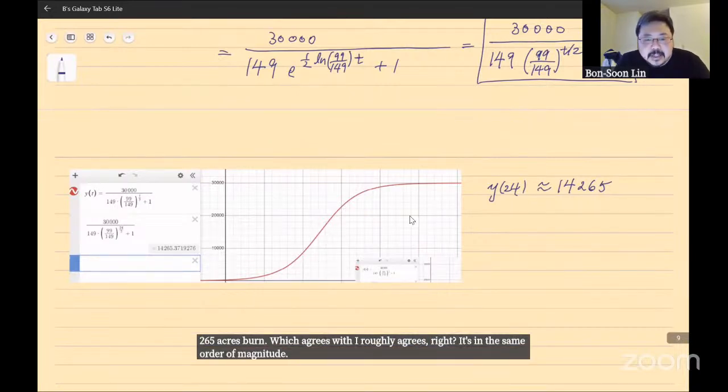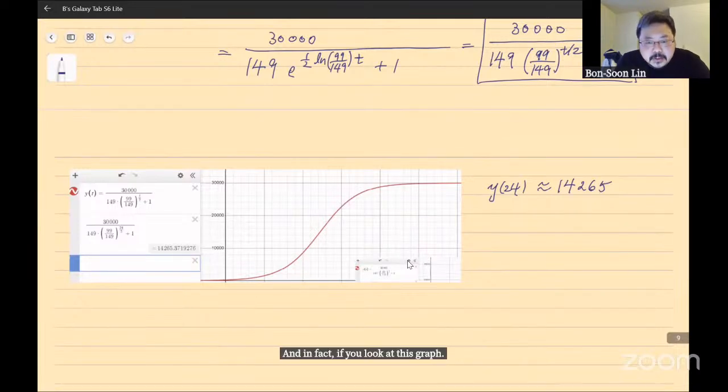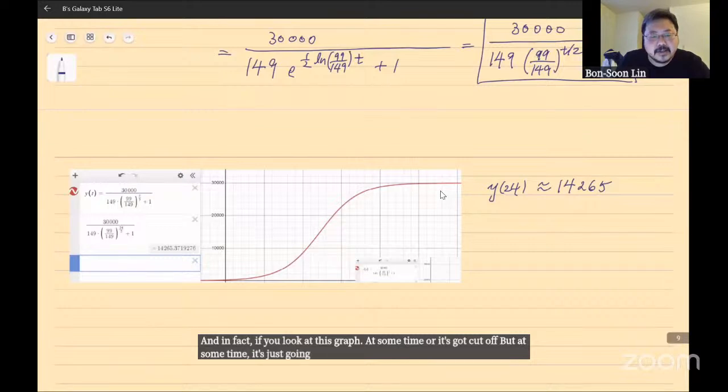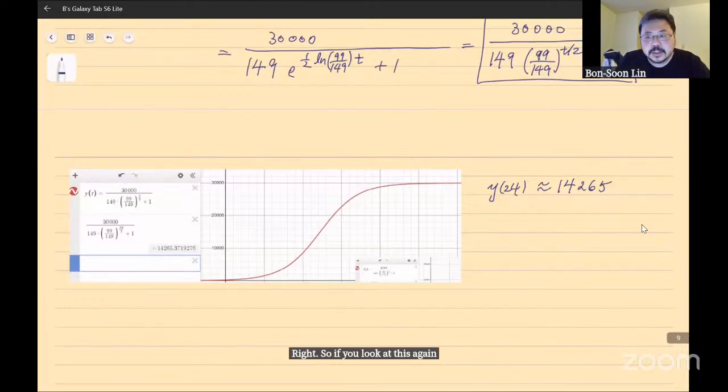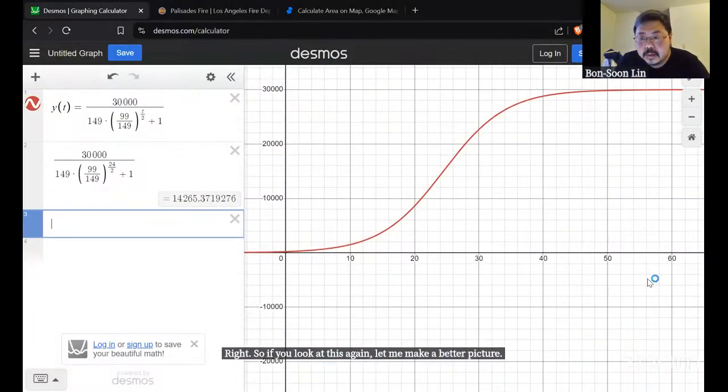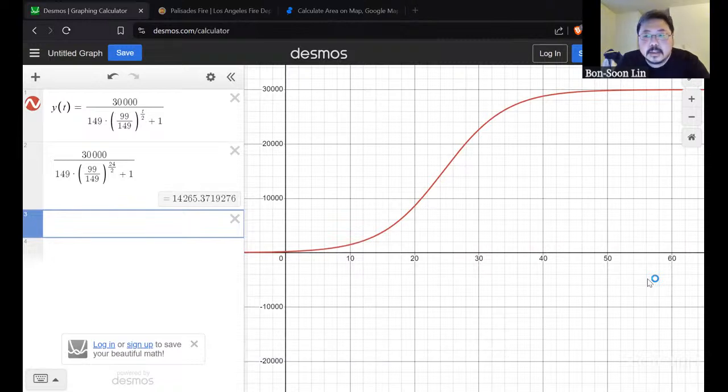And in fact, if you look at this graph, at some time, it's got cut off, but at some time, it's just going to approach 30,000 if no care is taken, right? So if you look at this again, let me make a better picture. At hour 60, basically nearly all 30,000 acres will be burned if nothing is done, right? So that's kind of interesting.